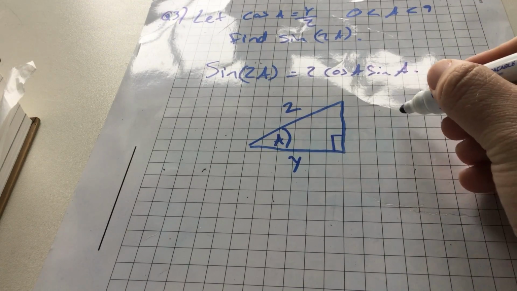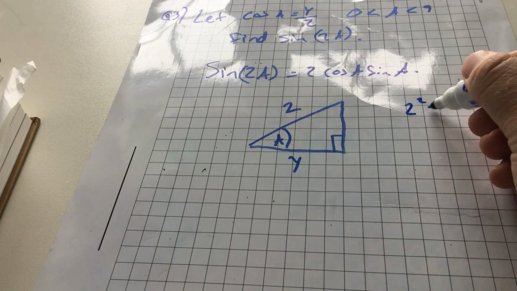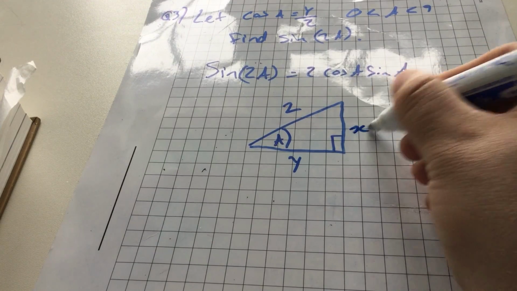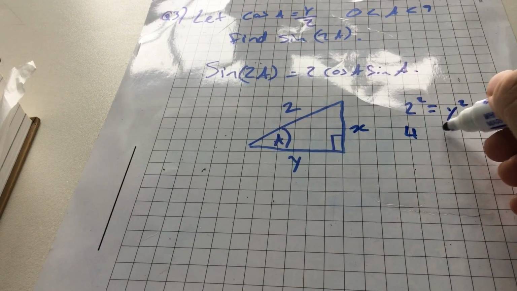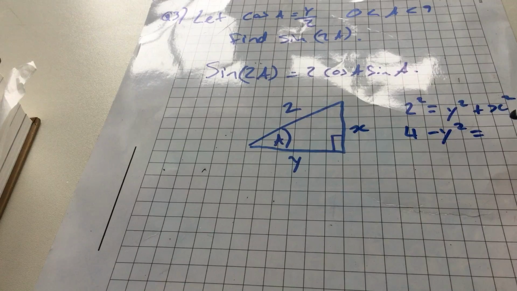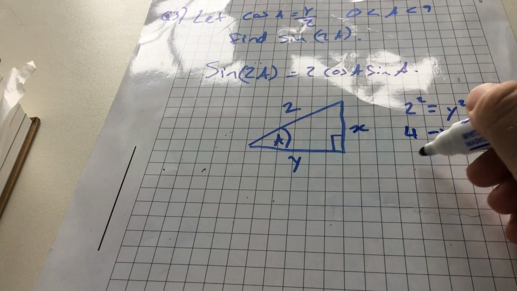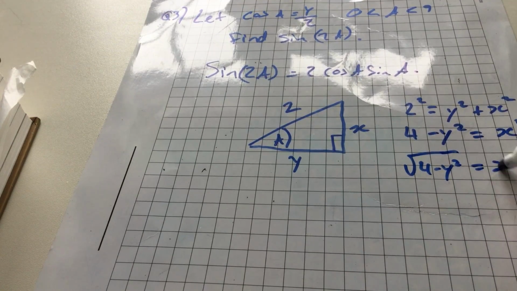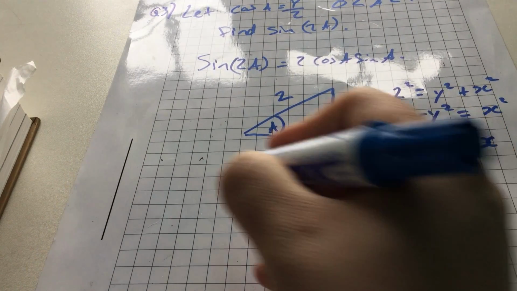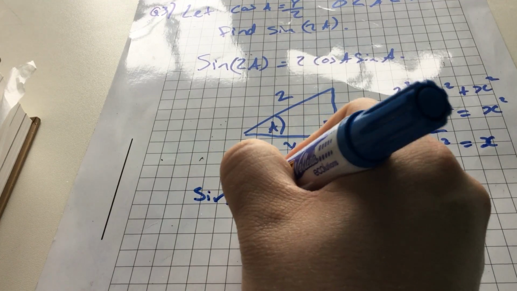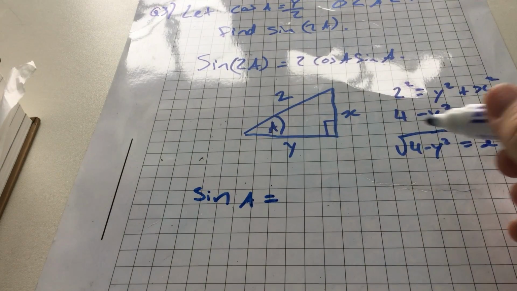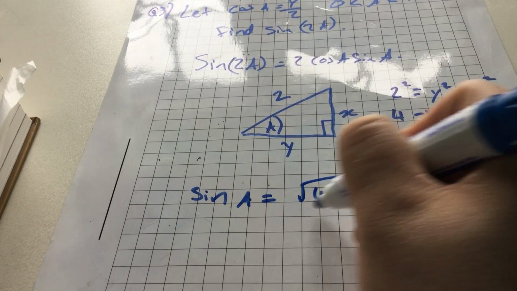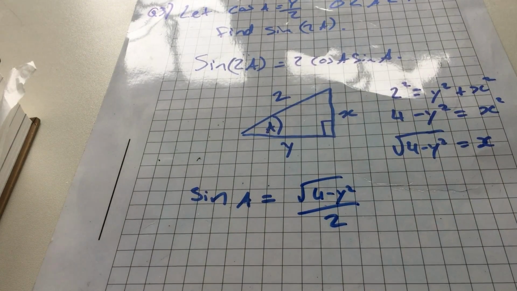Okay, so I'm going to use Pythagoras' theorem. 2 squared equals y squared plus x squared, call it x, call it whatever you like. 4 minus y squared, take y squared over both sides, equals x squared. So square root 4 minus y squared equals x. So that means that sine A is x, which is root 4 minus y squared over the hypotenuse of 2.